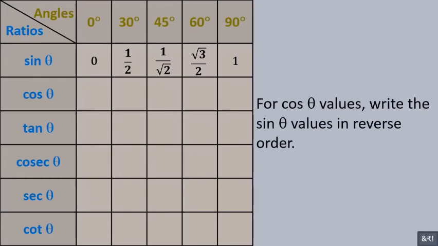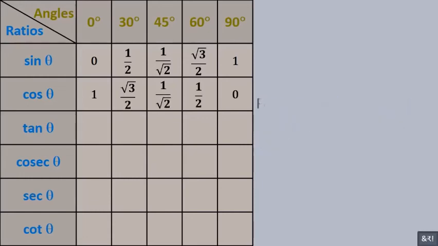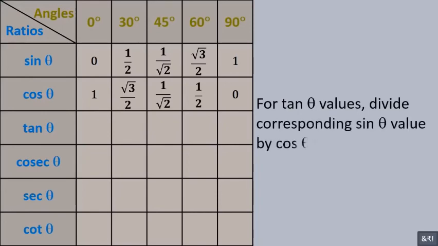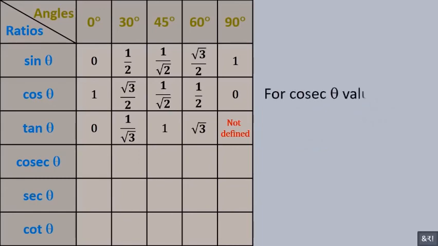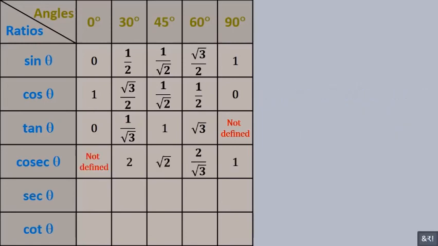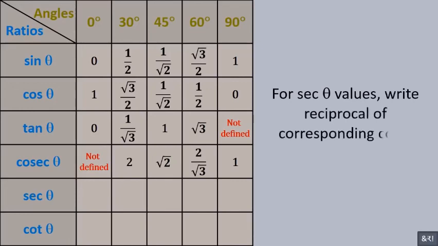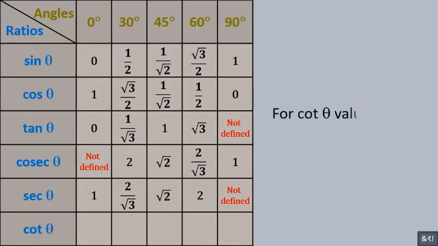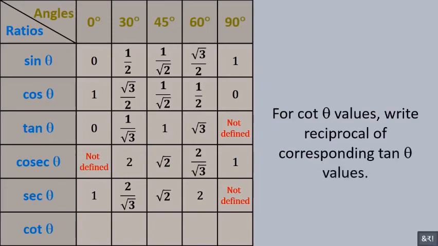For cos theta value, write the sine theta values in the reverse order. For tan theta values, divide the corresponding sine theta values by the cos theta values. For cosec theta values, write the reciprocal of the corresponding sine theta values. Similarly, for sec theta values, write the reciprocal of corresponding cos theta values. And for cot theta values, write the reciprocal of corresponding tan theta values.